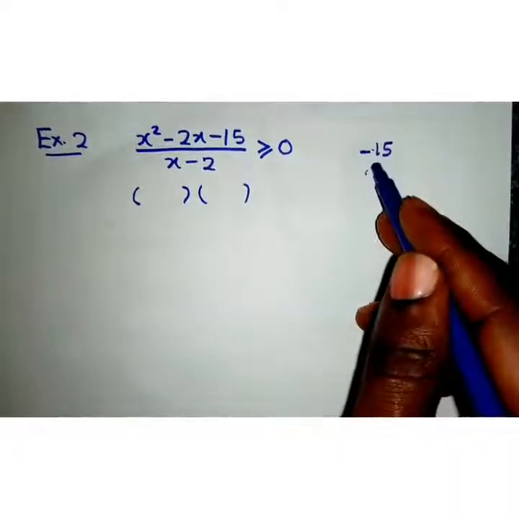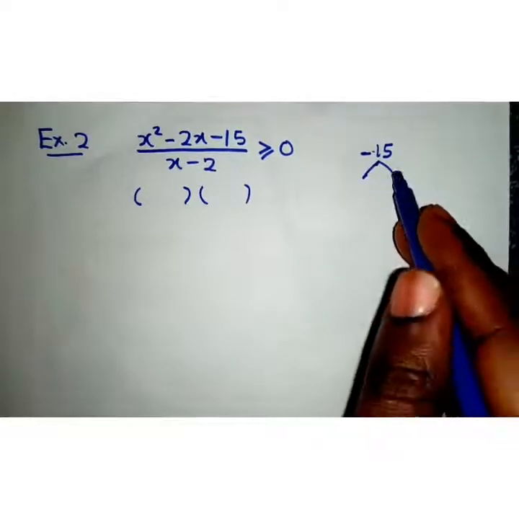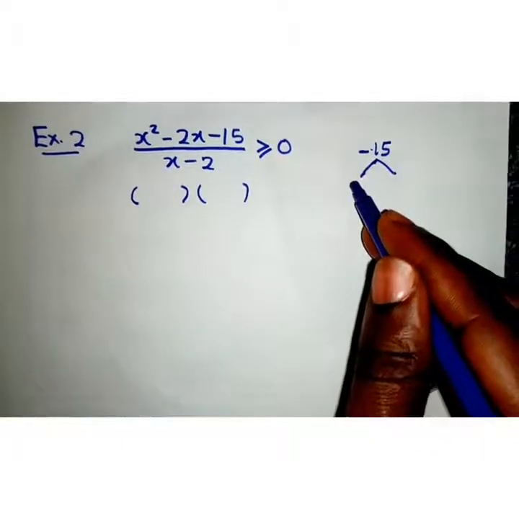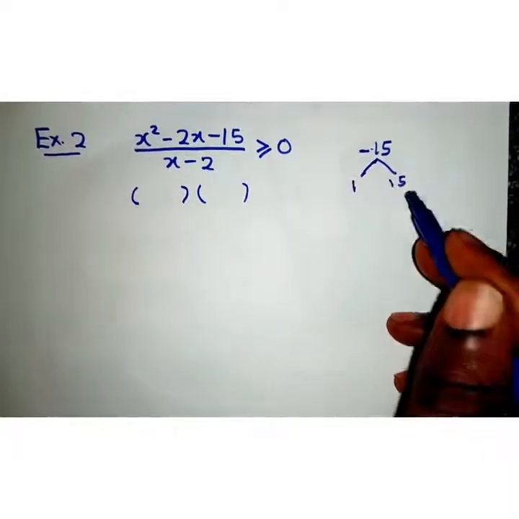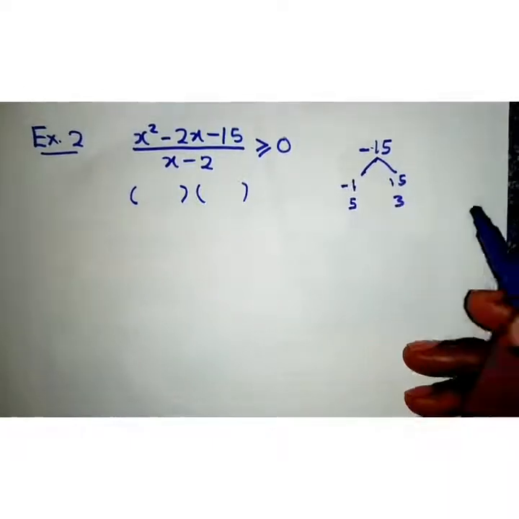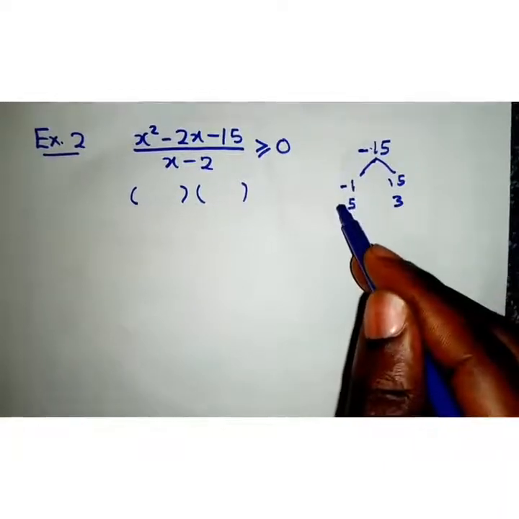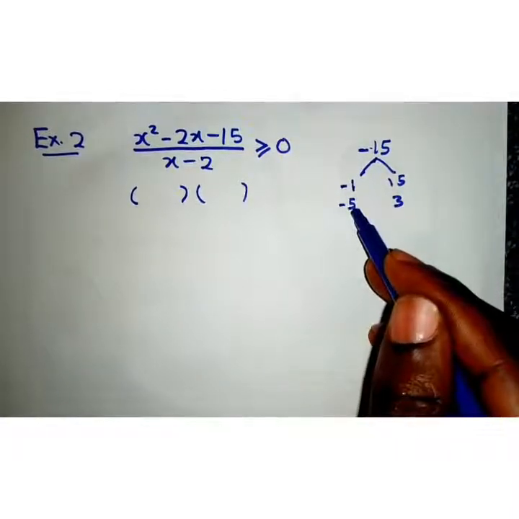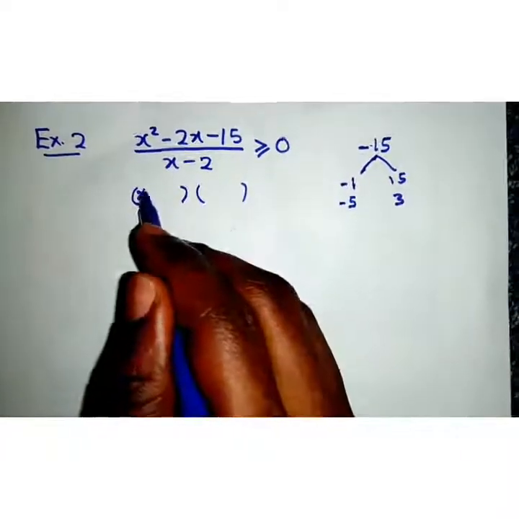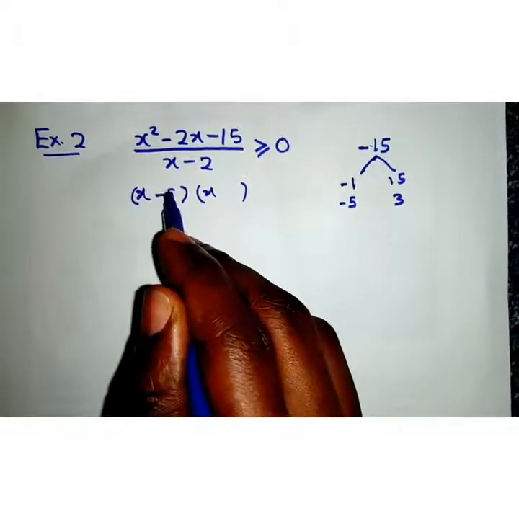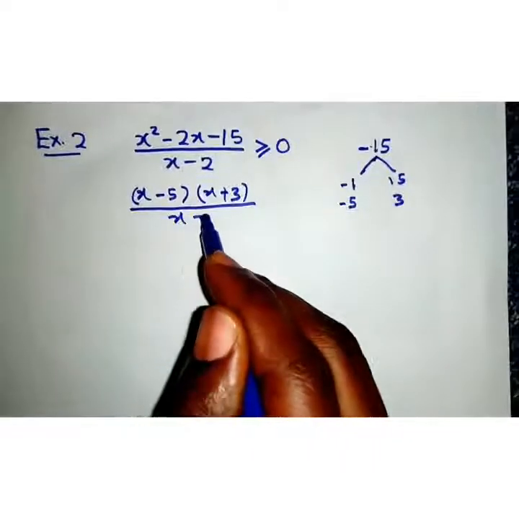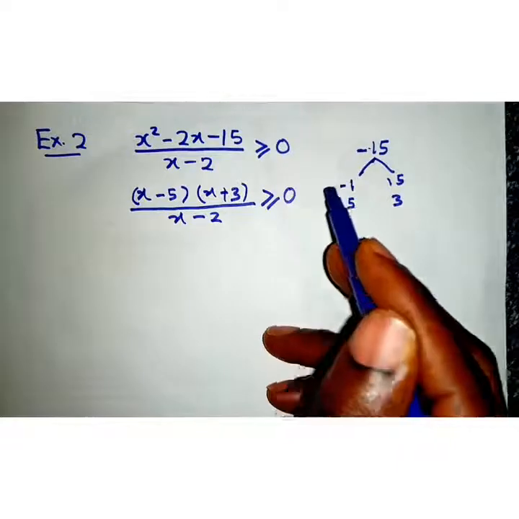So we look for two numbers that multiply to give us minus 15, and when we add, give us minus 2. So factors of minus 15, we have 1 and 15. We can have minus there. We also have 5 and 3. So if we put minus here, we have 3 minus 5 gives us minus 2, and 3 times minus 5 gives us minus 15. So I have x here, so I can have minus 5 here and plus 3 here, over x minus 2 greater than or equal to 0.